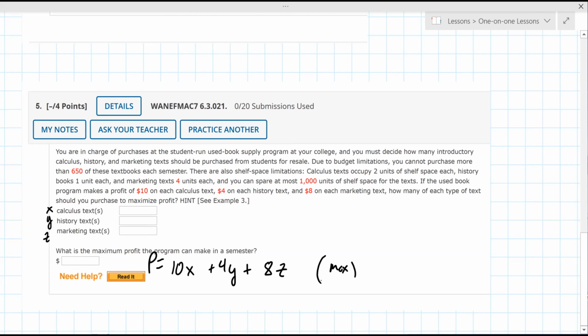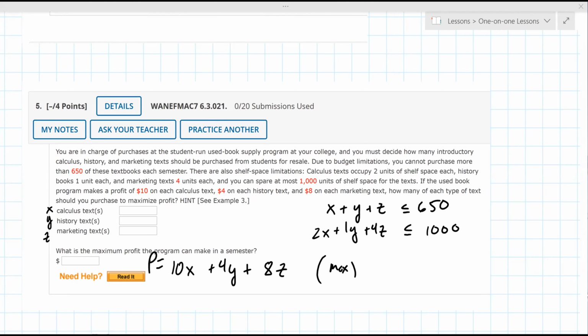So it says due to budget limitations, you cannot purchase more than 650 of these textbooks each semester. So that means X plus Y plus Z has to be less than or equal to 650. Calculus textbooks occupy 2 units on the shelf. History books 1 unit, and marketing text 4 units. That's 2x plus 1y plus 4z less than or equal to 1,000. Trying to decide if there's another equation there. Doesn't look like it.